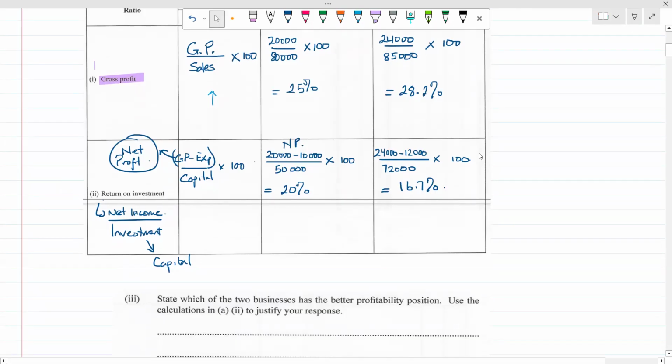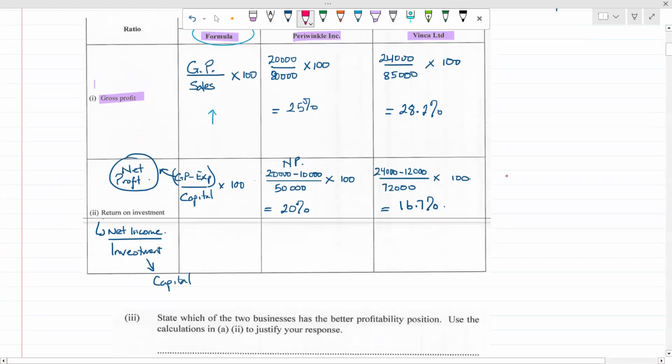Basically, although Winkle is more profitable if you're checking it from gross profits, they might be making a little bit more with the gross profits. However, with the return on investment, they're making a little less. So overall, Periwinkle is a little better.